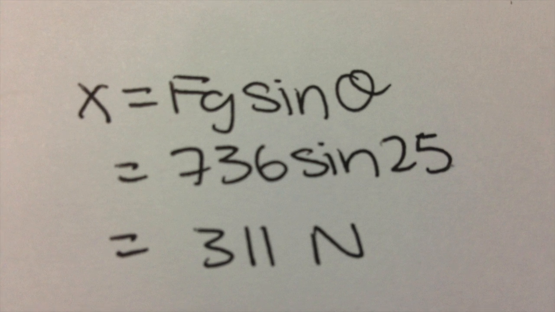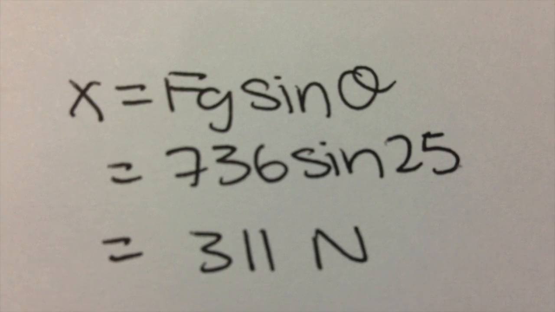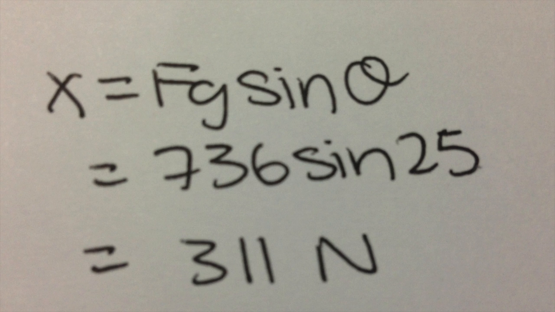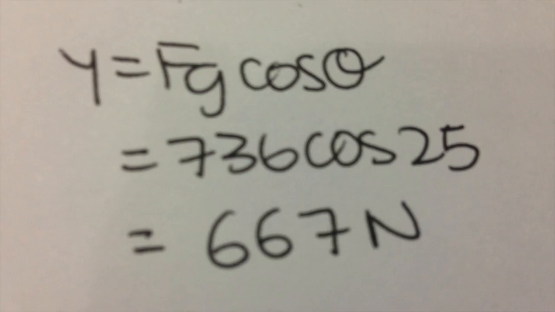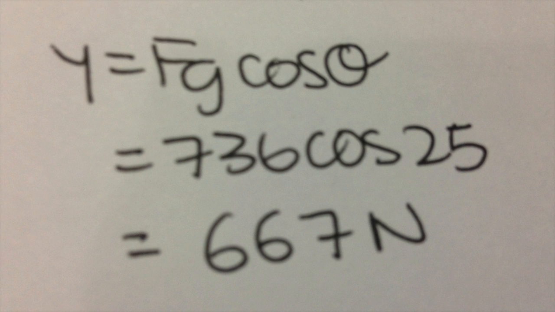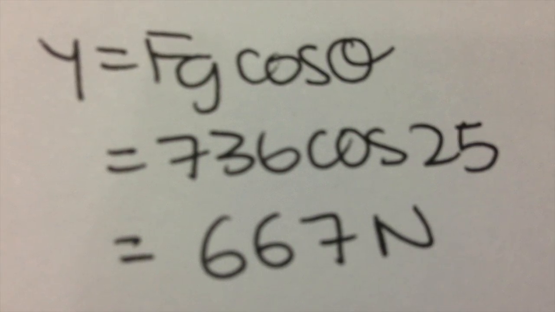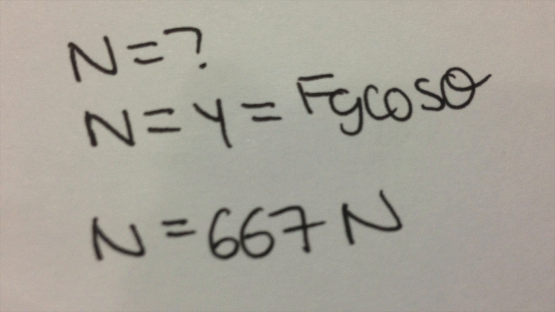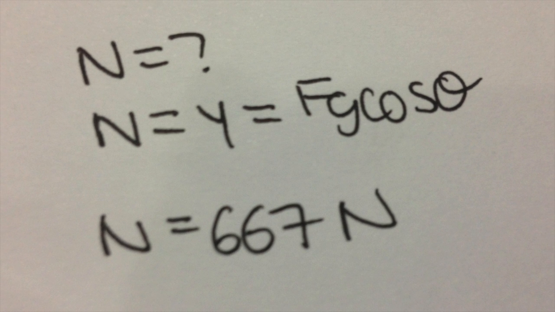Next, find the x value. Find the x value by using Fg sine theta: 736 sine 25, which equals 311 newtons. And for y, it's Fg cos theta: 736 cos 25 equals 667 newtons. And next, find the value for the normal force. Normal force would be equal to y, which is Fg cos theta, which makes normal force equal to 667 newtons.